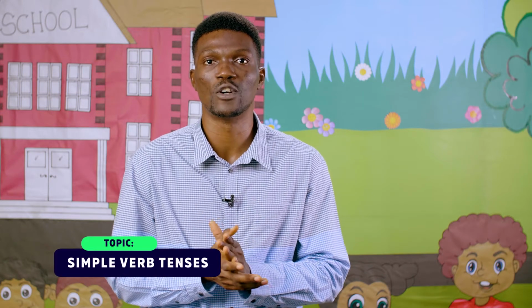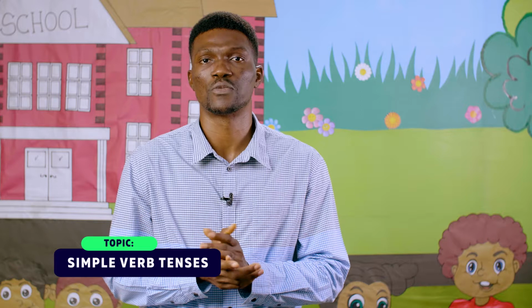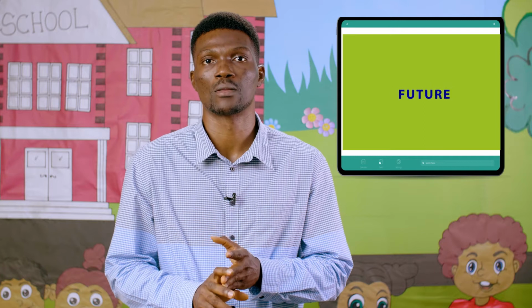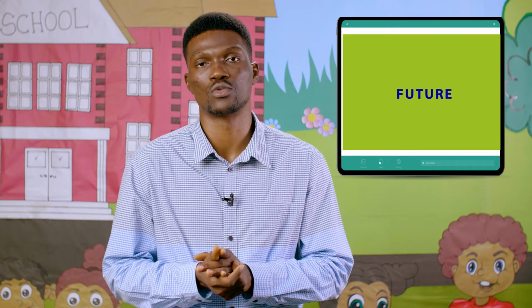Today, our lesson is going to be on simple verb tenses. Verbs perform a lot of functions in sentences, but one of their most important functions is their ability to show time, to express the time of an action. And that's what verb tenses are all about. The simple verb tenses are the present, past, and the future tenses.